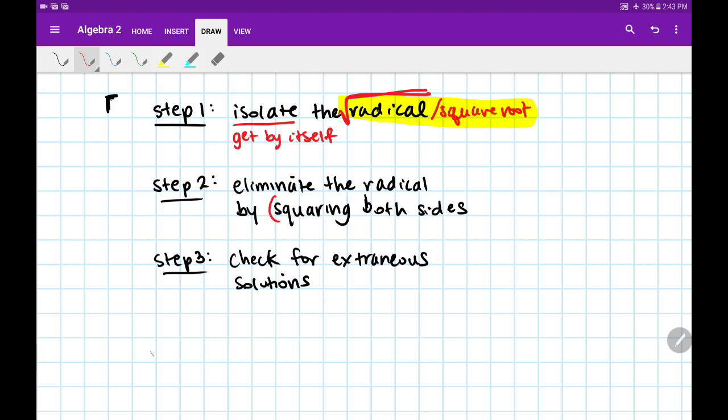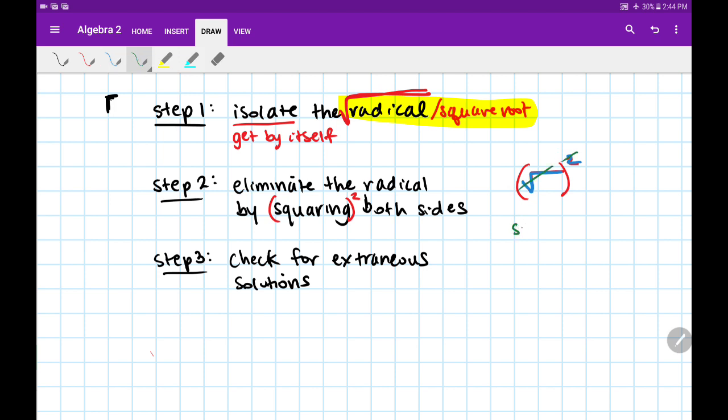This is what it means to square something. You take it to a power of 2. So we're going to get rid of the radical by squaring, okay? Another word for radical is square root, so we'll get rid of the square root by squaring. And then what happens is they'll cancel each other out.